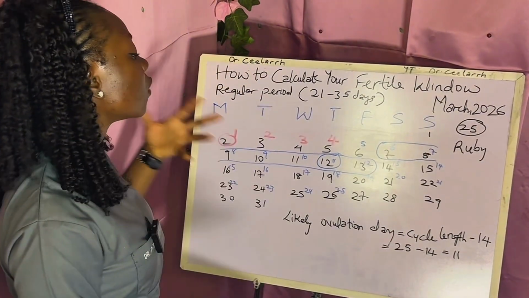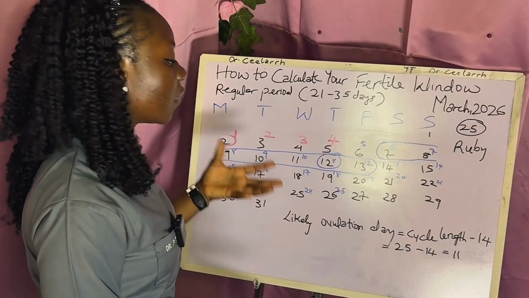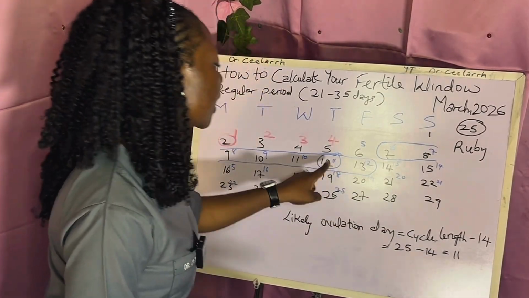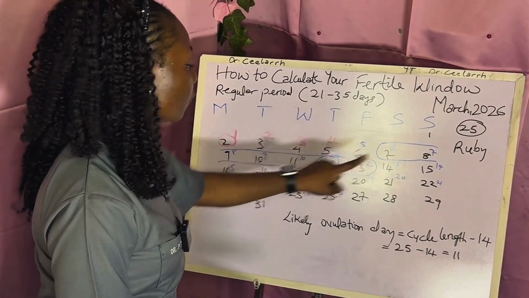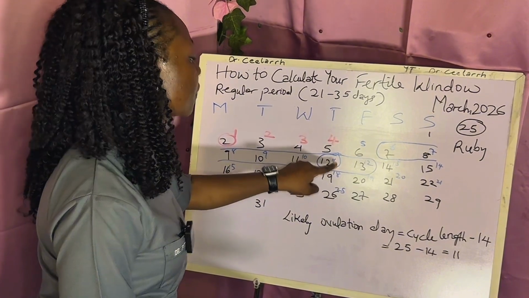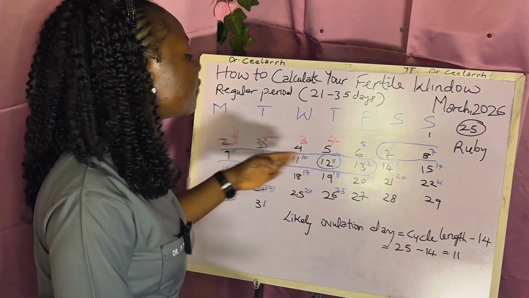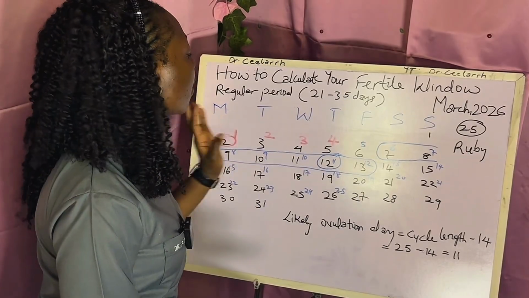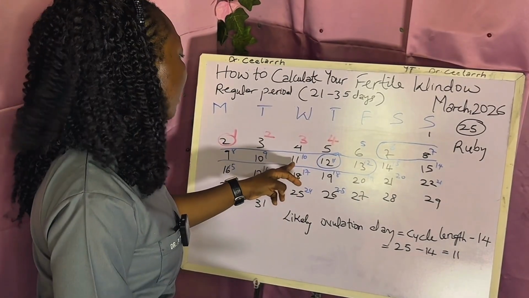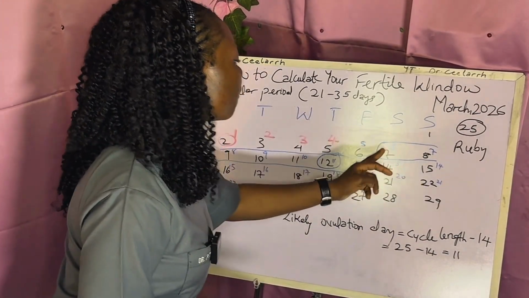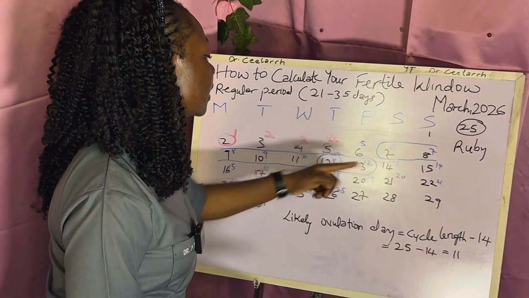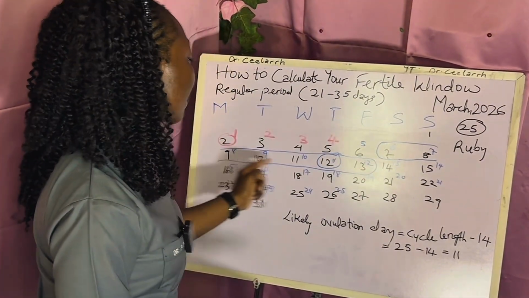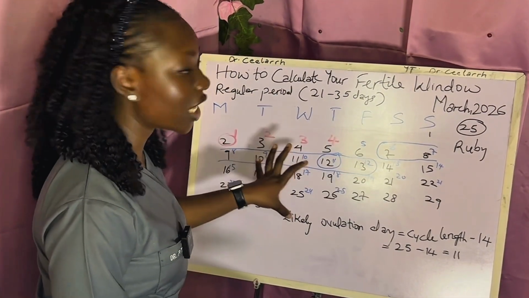So we said that she's likely to ovulate on the 11th day of her cycle, and that 11th day of her cycle is the 12th. So 12th of March, this is it here, this is the 11th day. So her fertile window now, we said, is 5 days before this likely ovulation date and 1 day after. So when we now counted 5 days backward, we have 1, 2, 3, 4, 5, and then 1 day after is 13. So we counted and found out that we had 7 days for her fertile window.